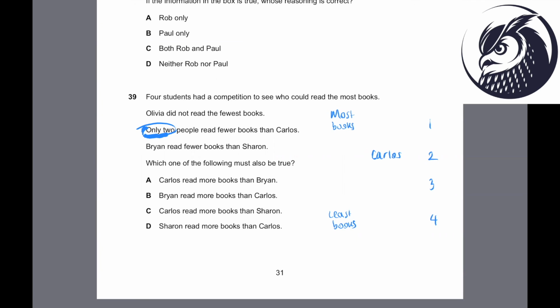And then lastly, we know that Brian read fewer books than Sharon. Okay, so remember that Olivia did not read the fewest books. So position number 4 cannot be Olivia. And it also can't be Sharon, because we know that Brian read fewer books than Sharon, right? So by deduction, Brian must have been in the number 4 position.